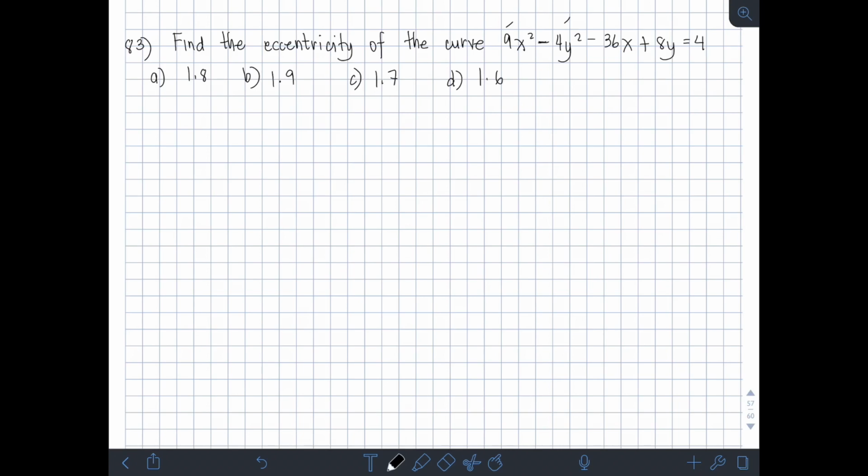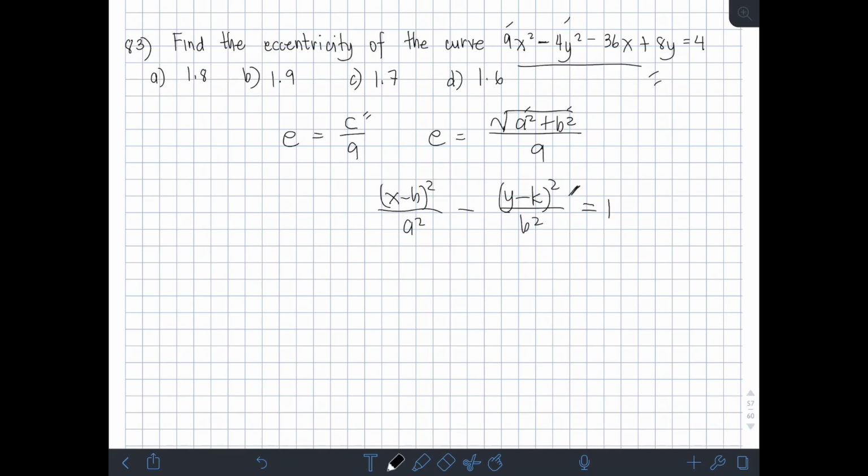So, meron tayong formula for eccentricity. Let's say E. Equal siya sa C over A. Or, E is equal to, kasi yung C is equivalent yan sa square root of A square plus B square over A. Okay? So, paano natin makukuha itong A at B? So, pwede natin i-transform itong given equation ng hyperbola natin into in standard form. Yung x minus h quantity squared over a square minus y minus k quantity squared over b squared equals 1. So, pag na-transform natin itong equation na to into this form, makukuha na natin si a tsaka si b.